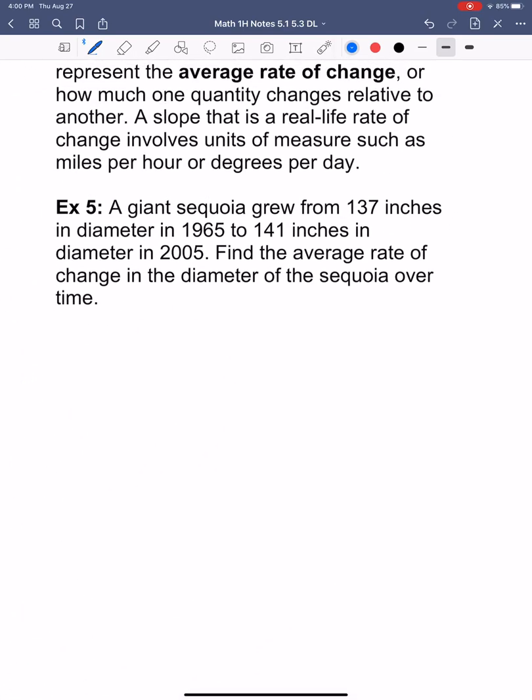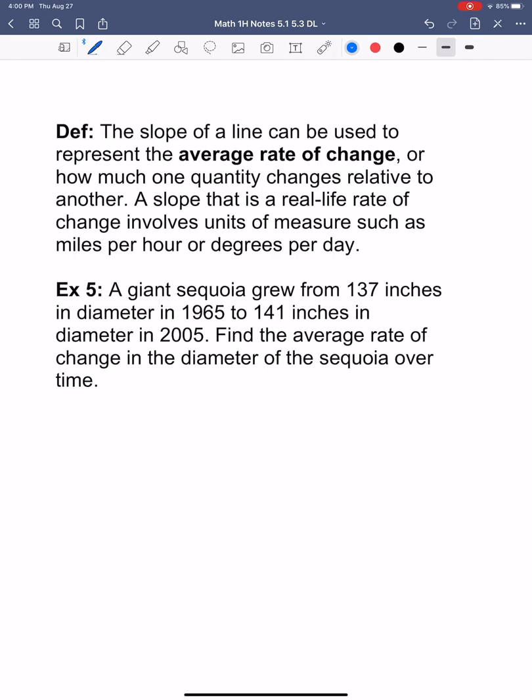All right, last part here. It says the slope of a line can be used to represent the average rate of change or how much one quantity changes relative to another. A slope that is a real-life rate of change involves units of measure such as miles per hour or degrees per day. It says a giant sequoia grew from 137 inches in diameter in 1965 to 141 inches in diameter in 2005. Find the average rate of change in diameter of the sequoia over this time.